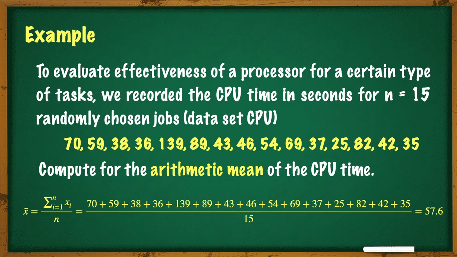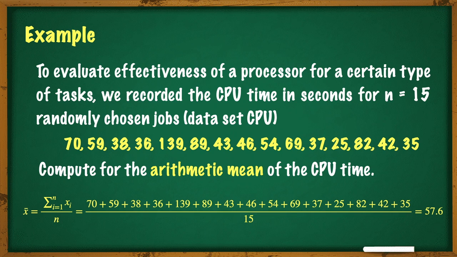Now let us apply the arithmetic mean. To evaluate the effectiveness of a processor for a certain type of task, we recorded the CPU time in seconds for 15 randomly chosen jobs, or the dataset CPU. Based on this data, compute for the arithmetic mean of the CPU time.